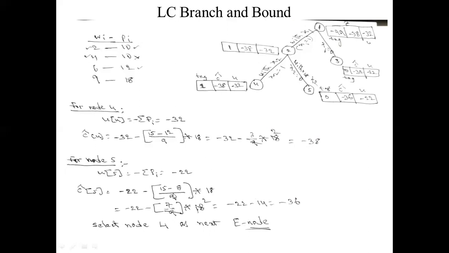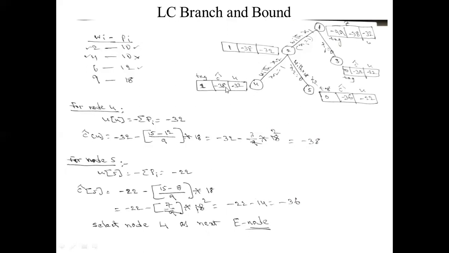So remaining, but what is numerator? Numerator is capacity of knapsack minus selected elements weight. What is selected elements weight? First element is selected, third element is selected. So weight 8, by remaining element weight 9, into remaining element profit 18. So 7 by 9 into 18, 14, minus 22, minus 14, minus 36. So cost value is minus 36. Here cost value is minus 38.